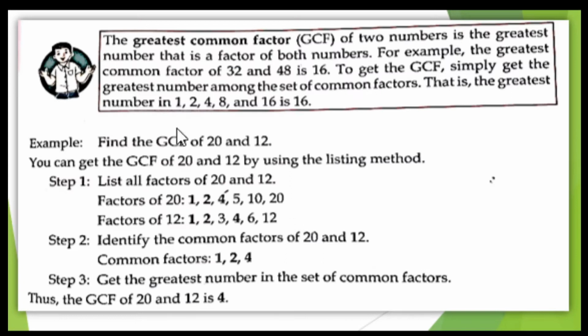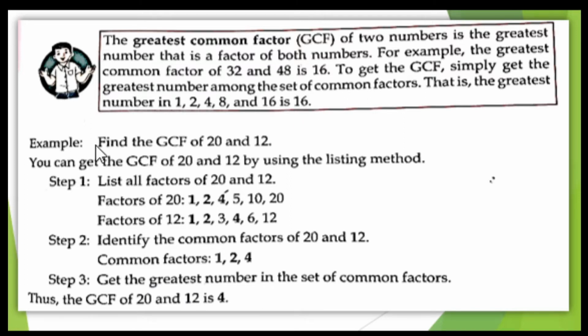Next, the greatest common factor or GCF of two numbers is the greatest number that is a factor of both numbers. For example, the greatest common factor of 32 and 48 is 16. To get the GCF, simply get the greatest number among the set of common factors. That is the greatest number in 1, 2, 4, 8, and 16. So the greatest is 16.